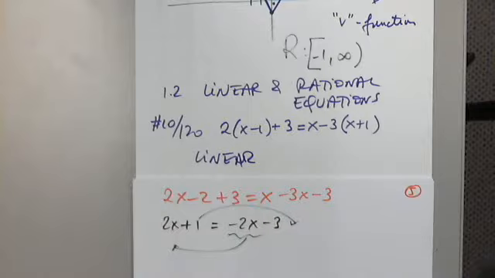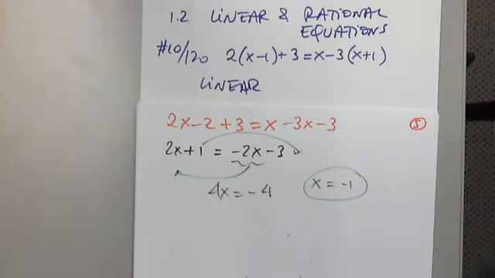So 2x plus 2x is 4x. And when I move positive 1 to the other side, it becomes negative. So this is negative 4. Therefore, the final answer is negative 1. Do you think we got the picture with linear equations or we need another? It's okay if you say we need another, but I need to know.